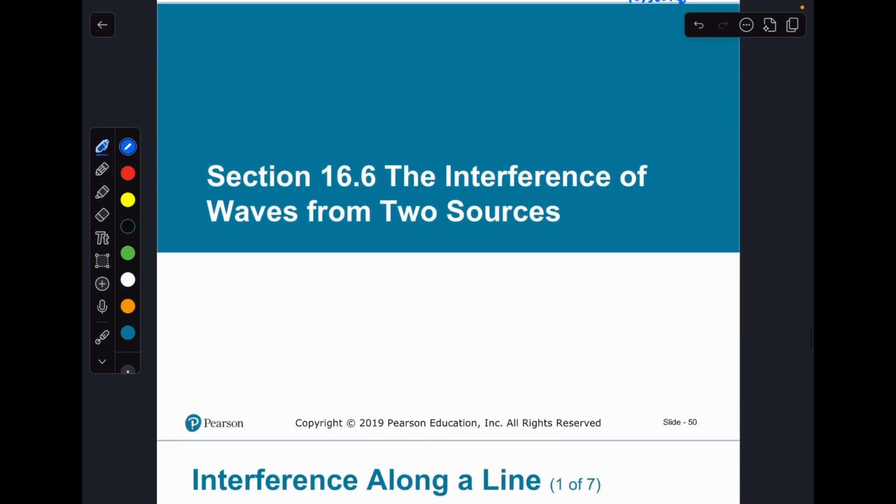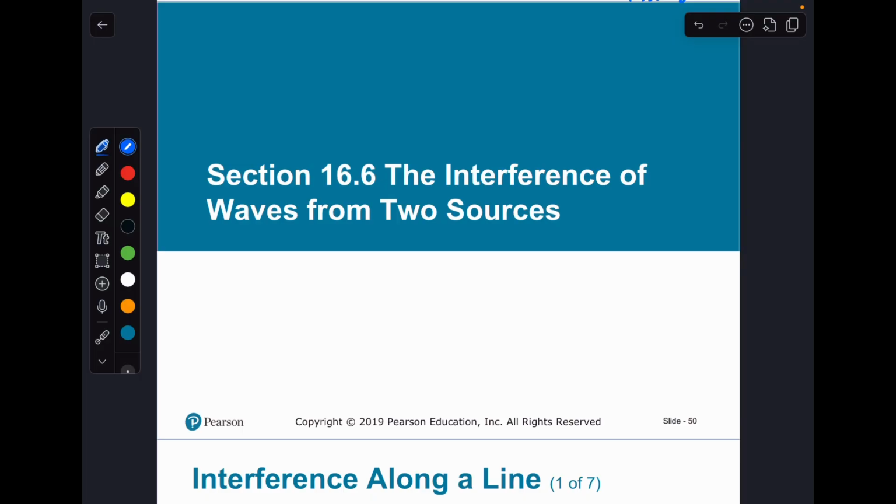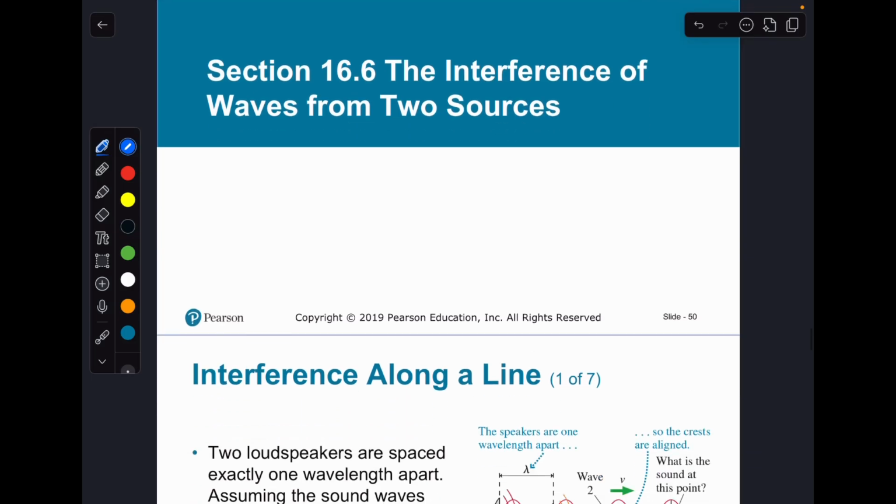So the last section we're going to talk about is the interference of waves from 2 different sources. We looked at standing waves, and standing waves were essentially one source of the wave, and it was interfering with itself after it reflected off of a boundary. And so we're going to get a little bit more general and look at what happens when you have waves interfering with each other from 2 different sources.